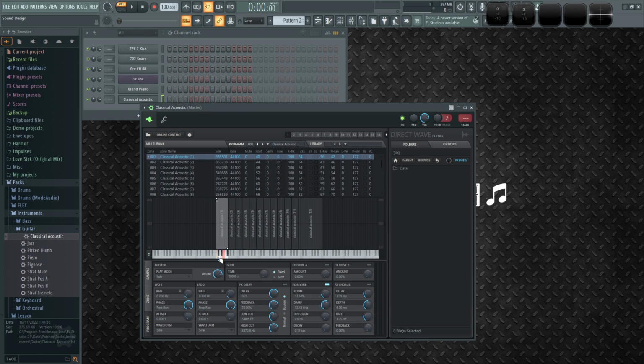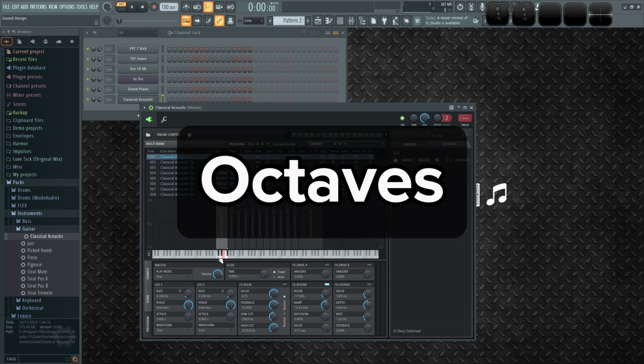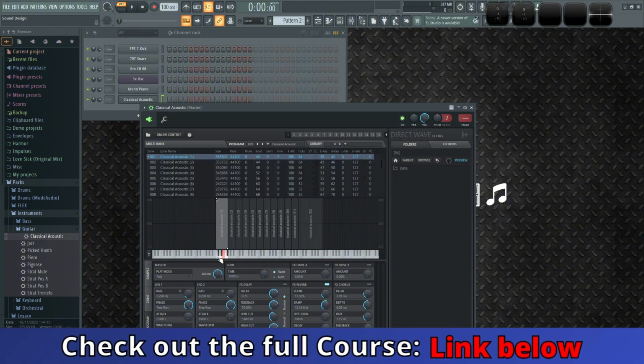These types of frequencies that are double or half of another are called octaves. As you can see, it's very easy to find octaves because we simply multiply or divide by 2.